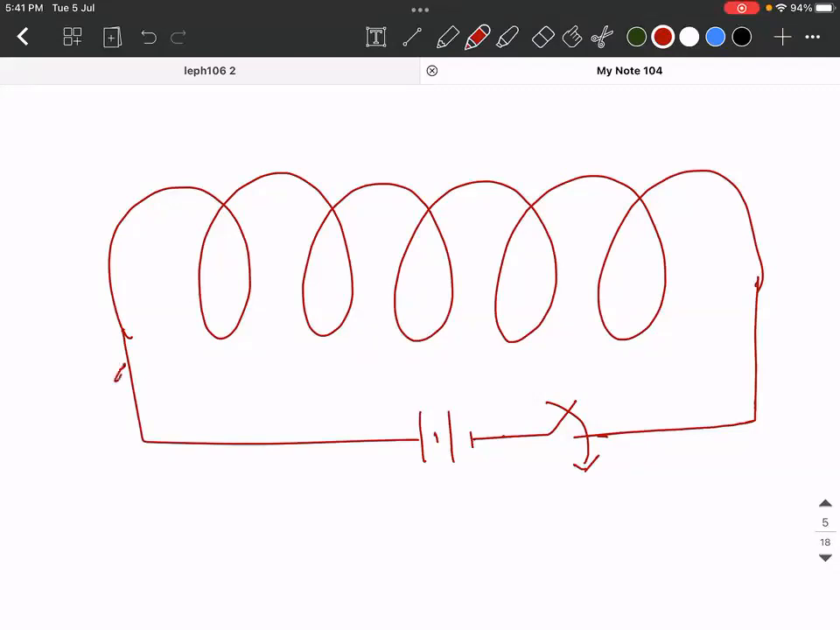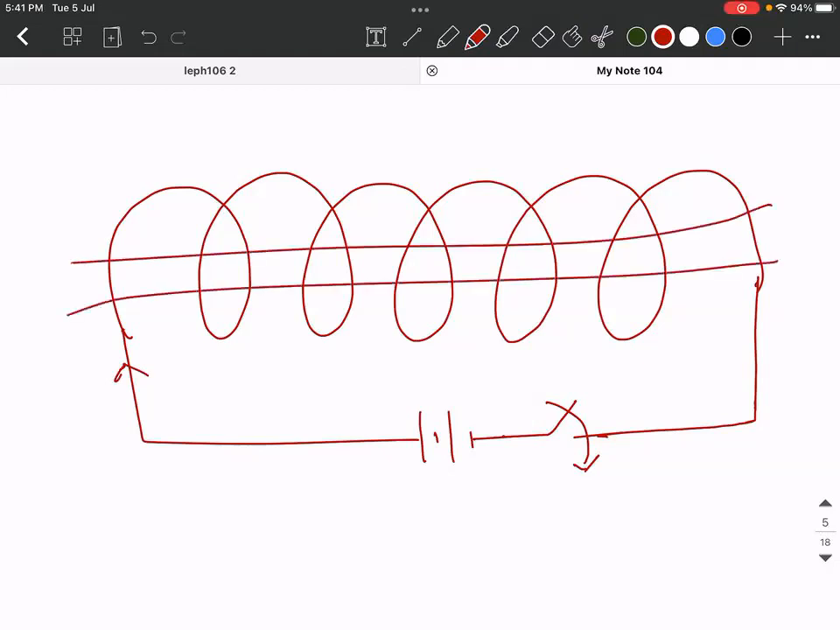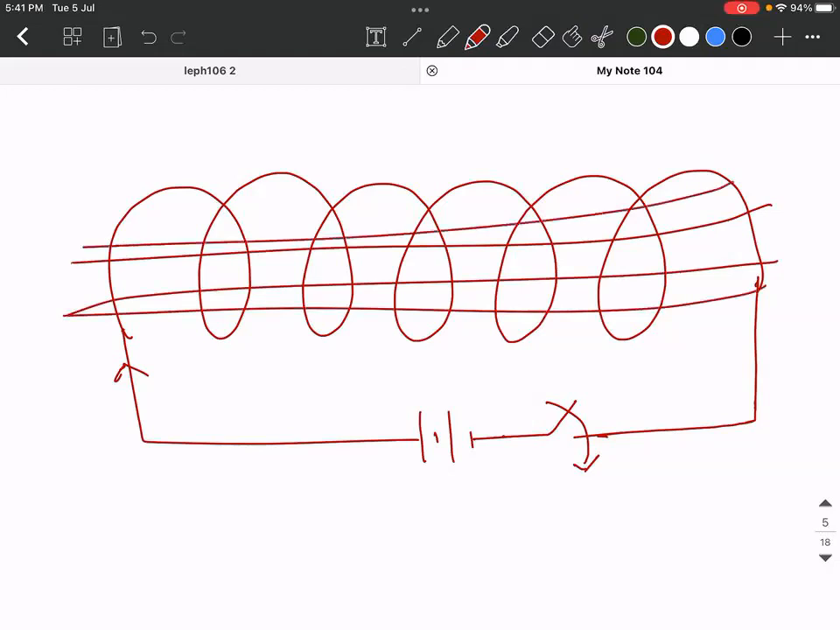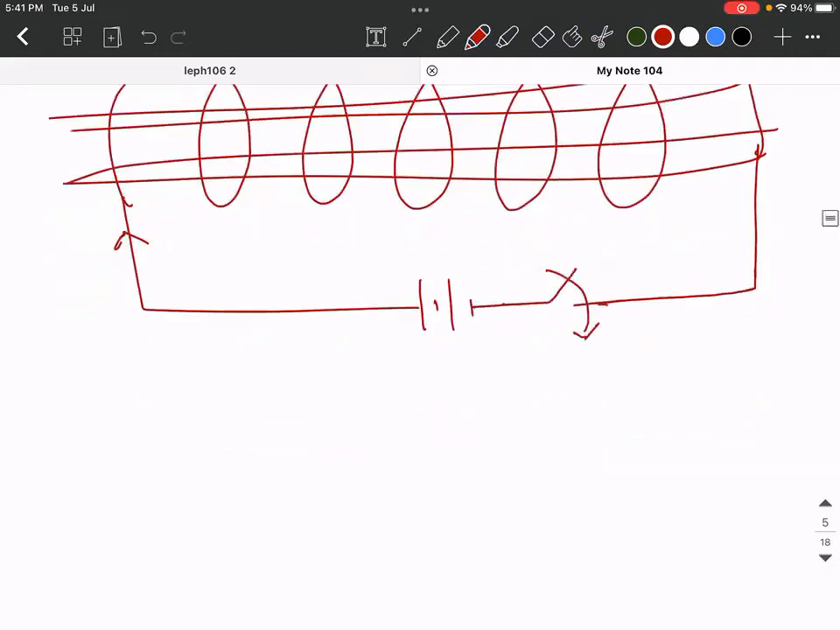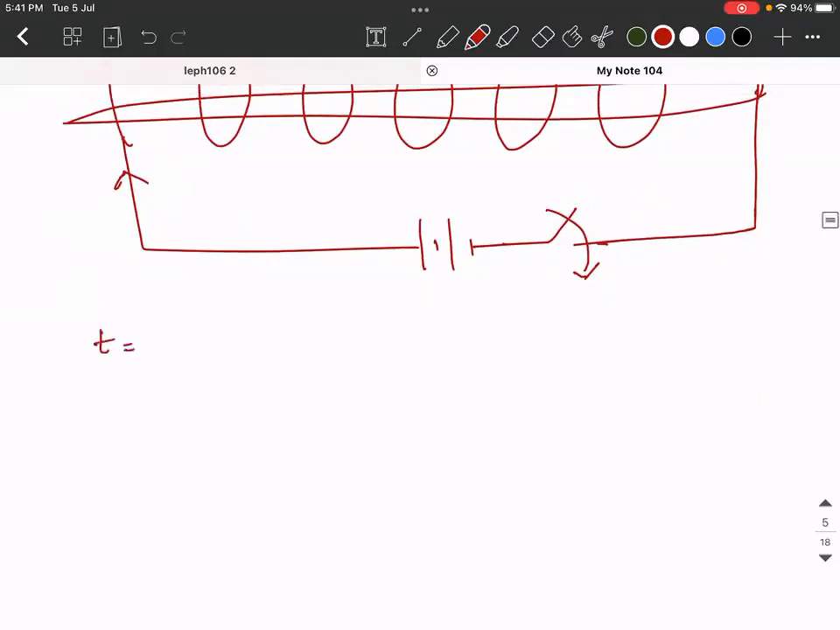Current starts flowing. And due to this current, can I say there will be a magnetic field associated with this region? Right? So there is a magnetic field associated with the region. So from t is equal to 0 till the current takes a steady state value, can I say there is an increase in the value of current that is happening?